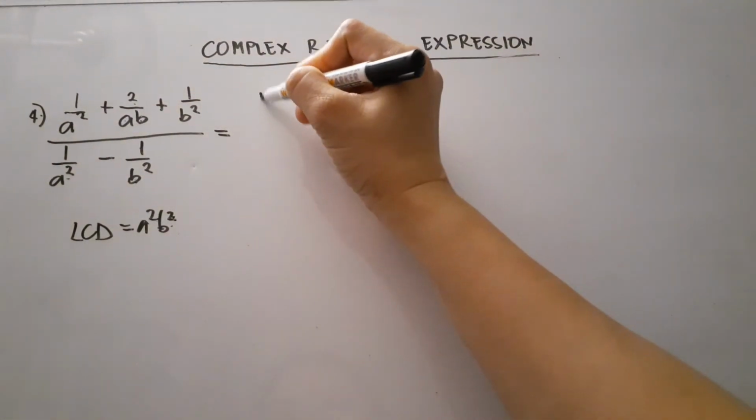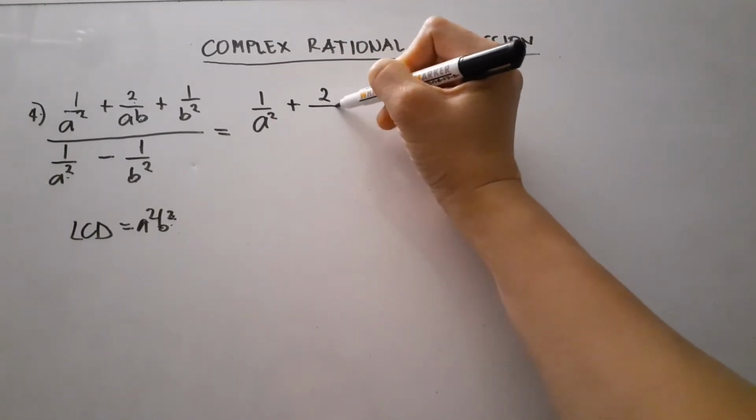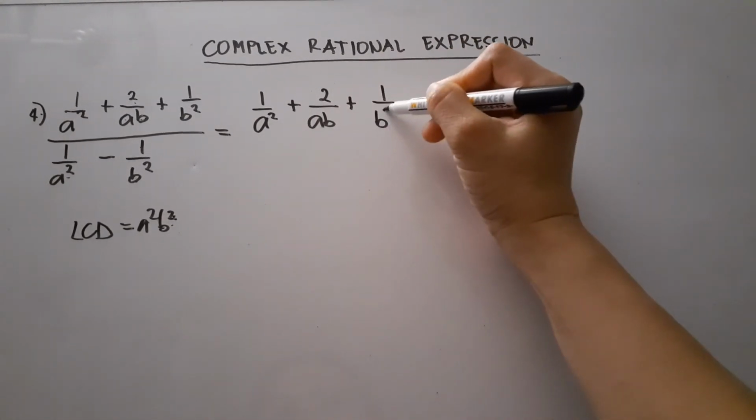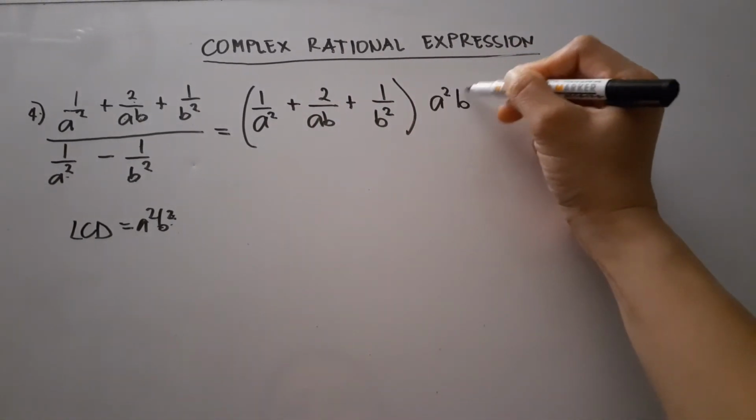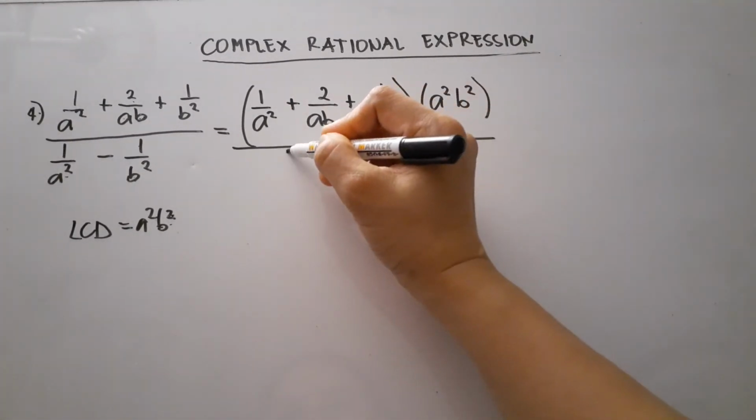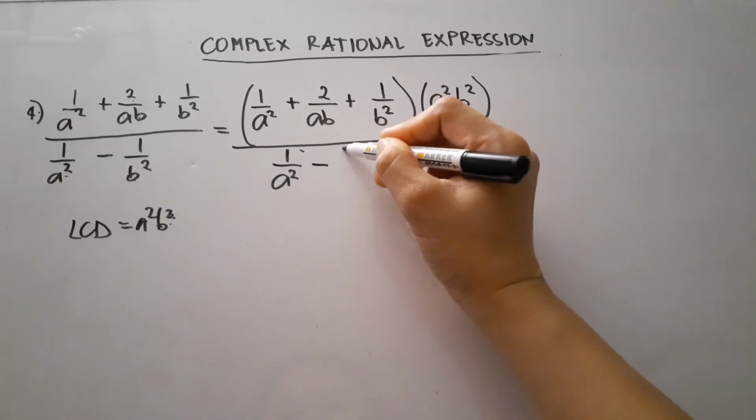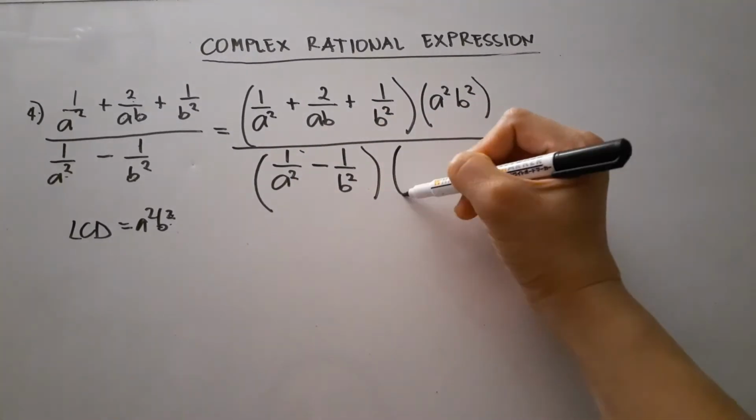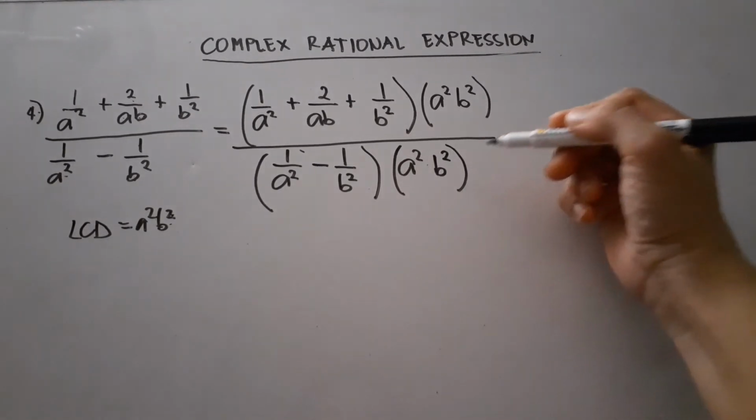The least common denominator is a squared b squared, so we can multiply by each fraction. So we have 1 over a squared positive 2 over ab positive 1 over b squared. We multiply each fraction by a squared b squared, and then in the denominator we have 1 over a squared negative 1 over b squared. We multiply also this one by the least common denominator a squared b squared.